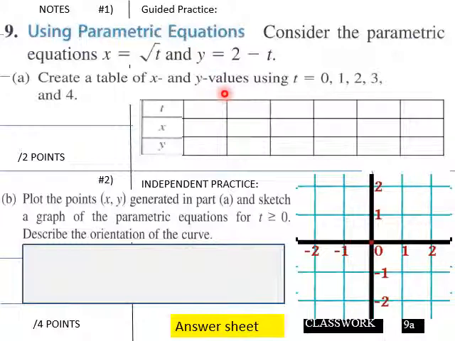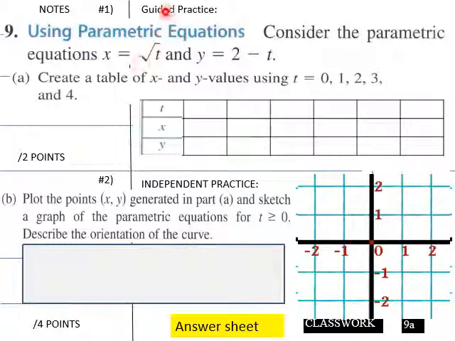Okay, let's try one. Consider the parametric equations x equals radical t, and y equals 2 minus t. A, create a table of x and y values using t equals 0, 1, 2, 3, and 4. And then your independent practice down here, students, is to plot the points x, y generated in part A, and sketch a graph of the parametric equations for t greater than or equal to 0. Describe the orientation of the curve.